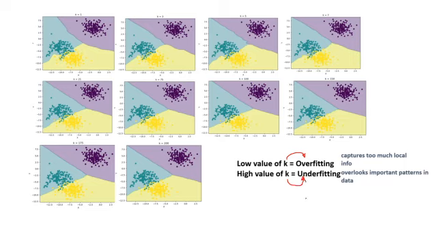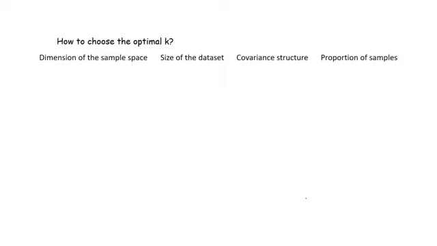Now the point is how to choose the optimal value of k, because k depends on a number of factors. Number 1 is the dimension of the sample space, that is how many features are in your data, the size of the data set, the covariance structure, that is the pattern of relationship between the different variables in the data set, and then the proportion of samples in your data. So these are the points on which the value of k depends.